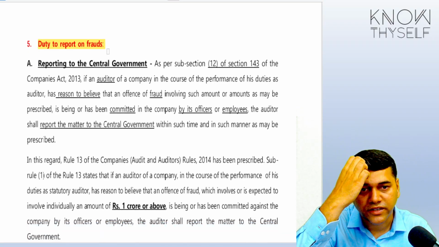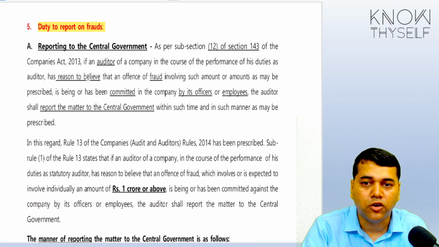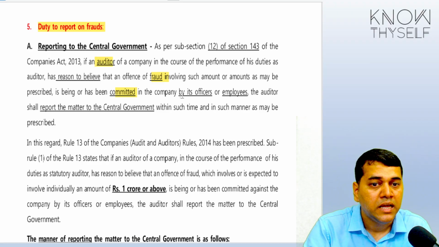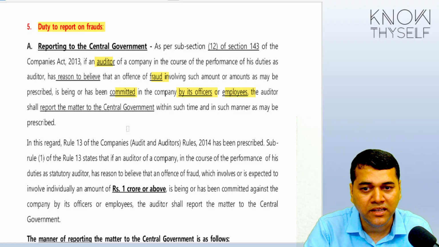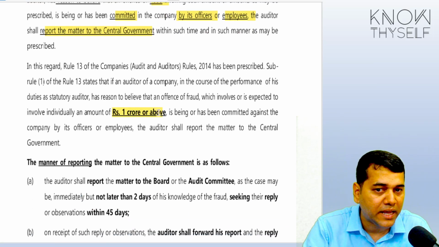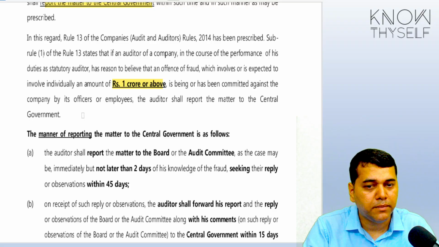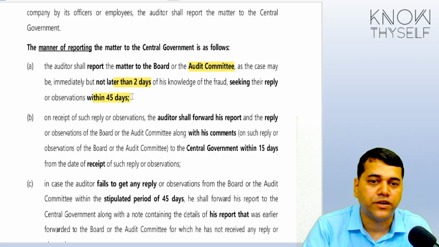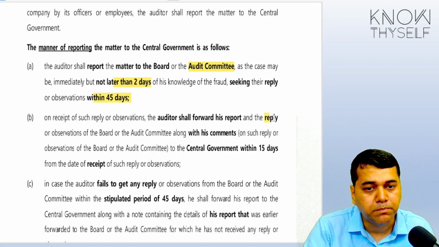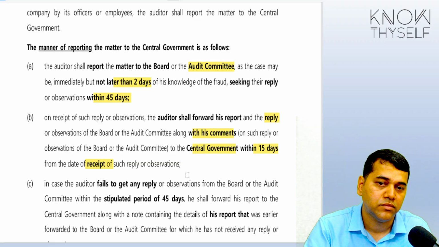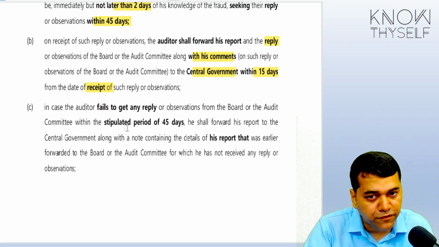Okay, now reporting to the central government. Section 143(12) says if the auditor has reason to believe that a fraud has been committed by its officers or employees, that means any of the employees has done it internally, he shall report the matter to the central government. The amount should be 1 crore or above, then only he should report. And what is the manner? First, he should report to the audit committee within 2 days and wait for 45 days. The auditor shall forward his reply with his comment to the central government within 15 days of receipt of the observation. If they have not replied, then you have to wait for 45 days.